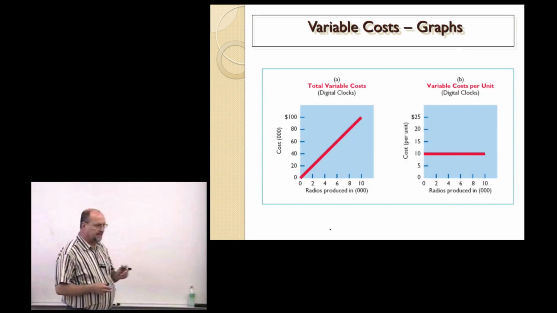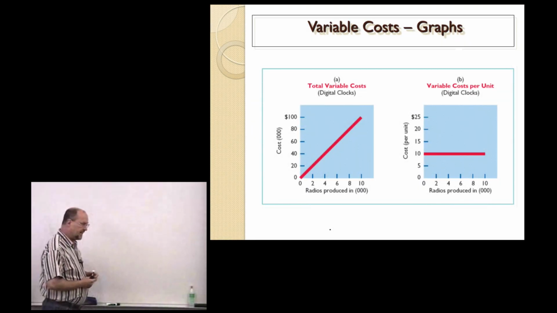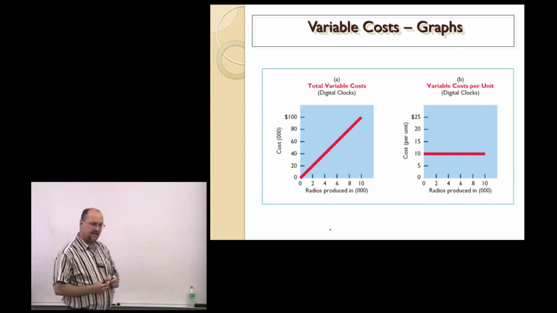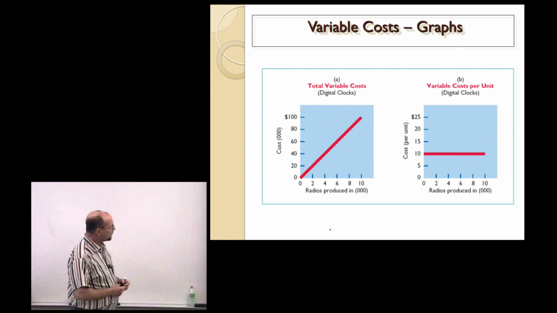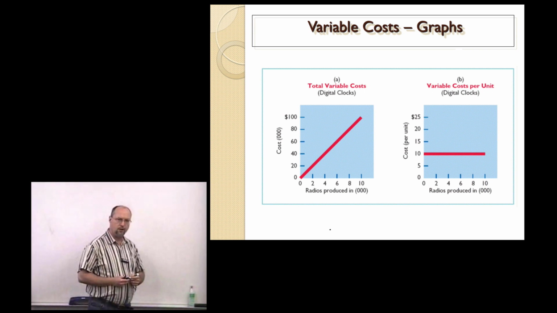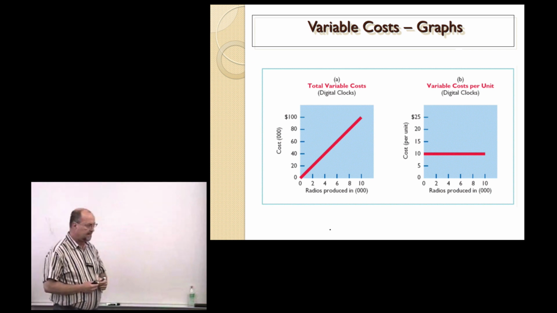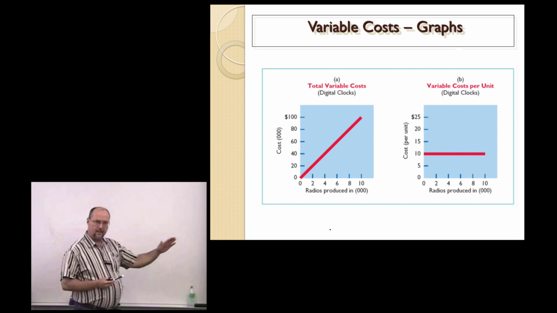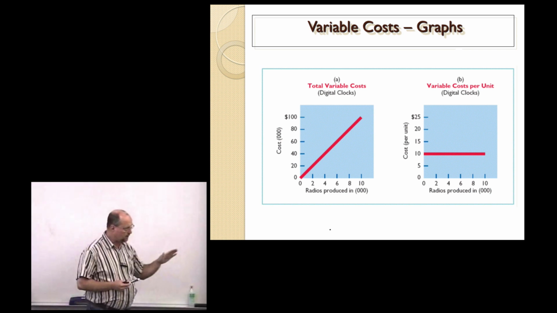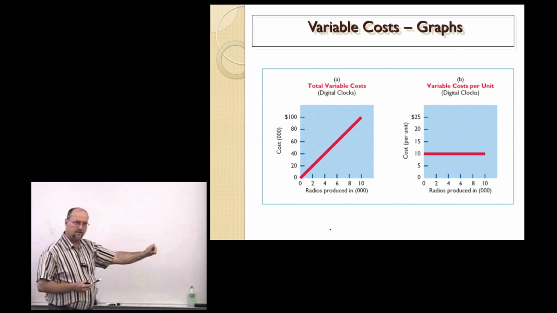Okay? Now, I would like you to know these graphs. I'm not going to ask you to prepare a graph, but I could ask you to analyze a graph. Let's just take a look at these graphs. Notice it says total variable costs and variable costs per unit produced. Okay? The more cars we produce, the more engines we need. Okay? So we incur increasing costs as production increases.